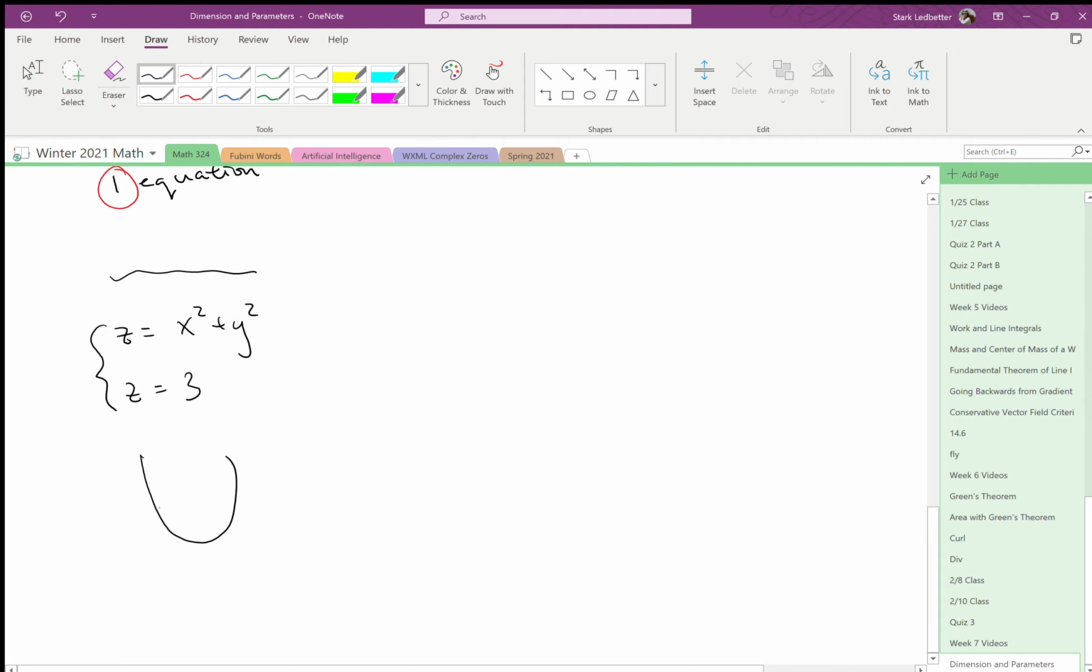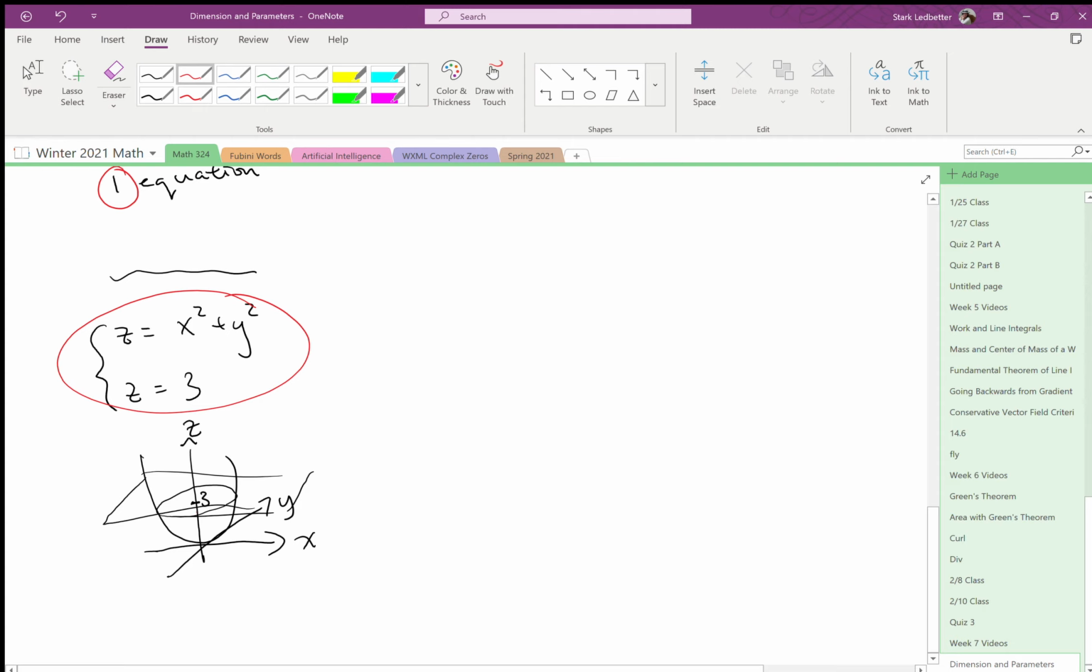What's a picture of that? That's a paraboloid intersected with the plane z equals 3 in x, y, z space. So we're intersecting the paraboloid with that plane, and now the thing that I'm describing with that system of equations is this circle. So here is a curve, which is in 1 dimension, described by 2 equations.